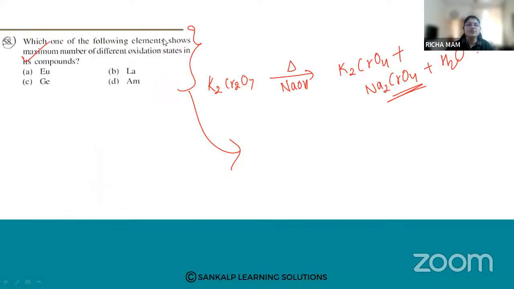Next question. Which one of the following elements shows maximum number of different oxidation states in its compounds? A, Eu; B, lanthanum; C, germanium; and D, americium. Which of the elements will show the maximum oxidation states?